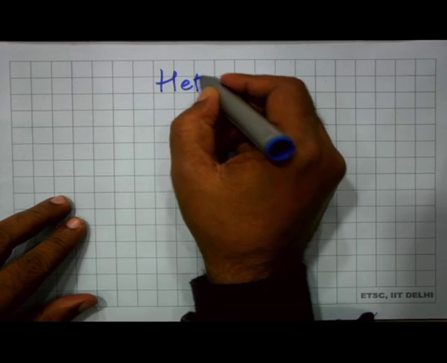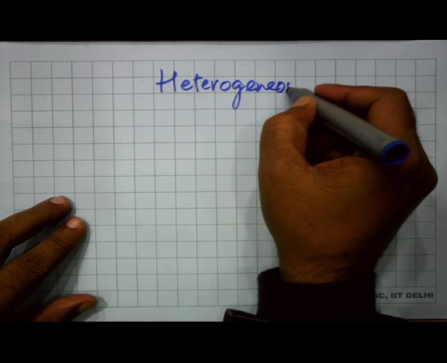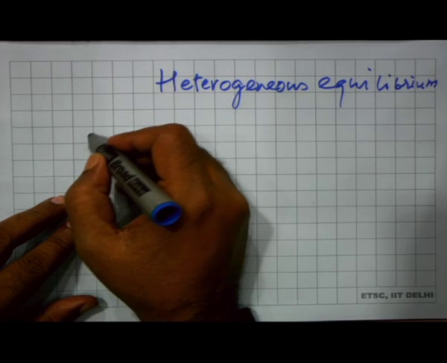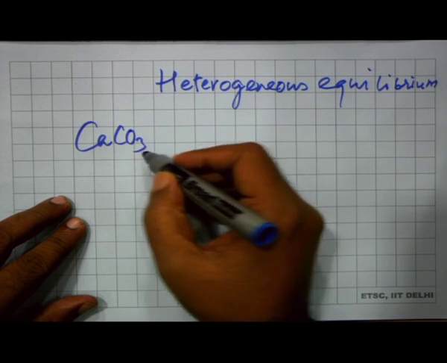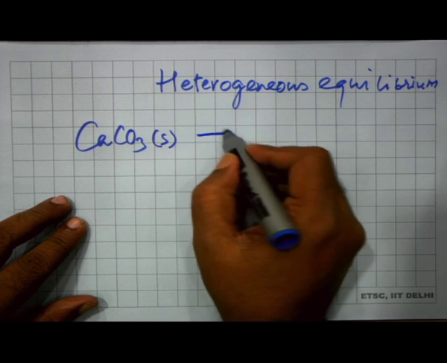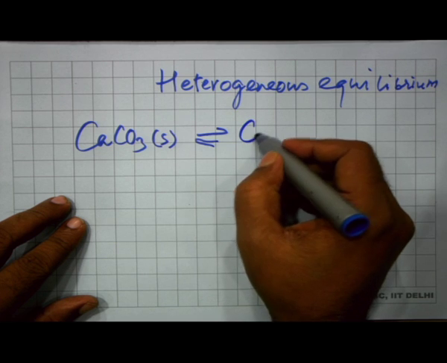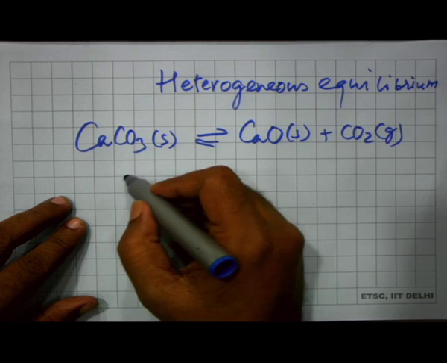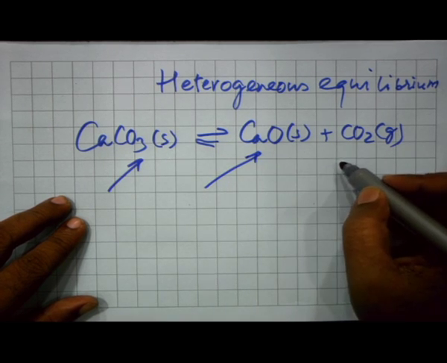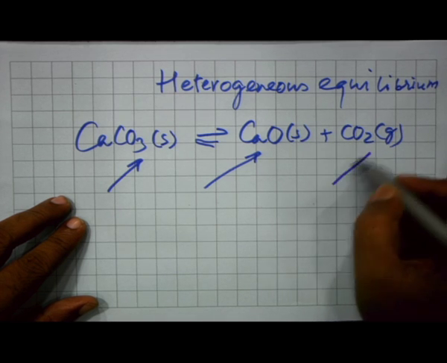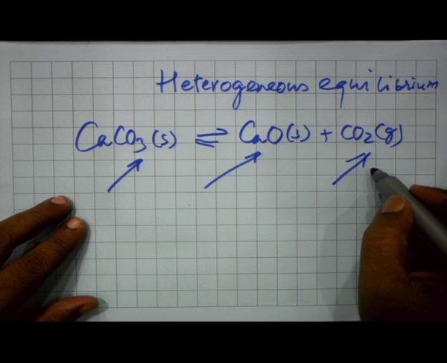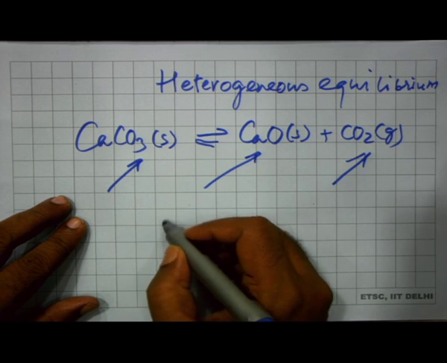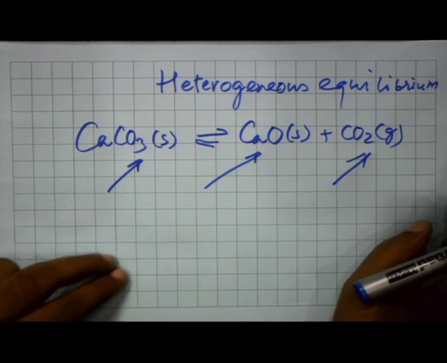Now, heterogeneous equilibria. For example, if you take a solid like calcium carbonate, it exists in solid form, and if we dissociate it, it will give you calcium oxide solid plus CO2 gas. Now, you can see that although calcium carbonate and calcium oxide are in the solid phase, CO2 is not in the solid phase. So, you have two phases in the reaction, solid and gaseous, and that kind of equilibrium is known as heterogeneous equilibrium.